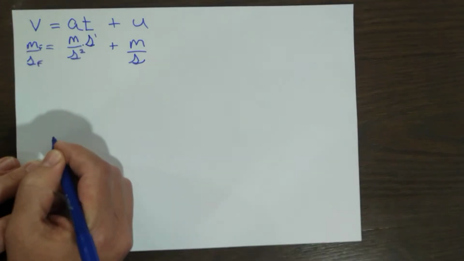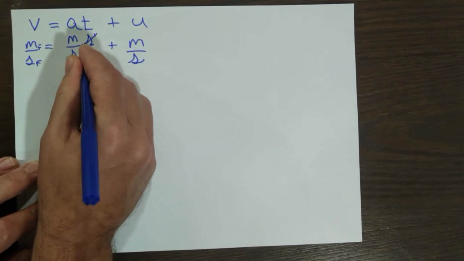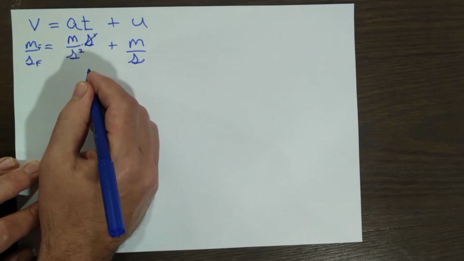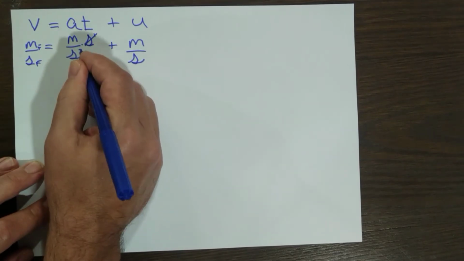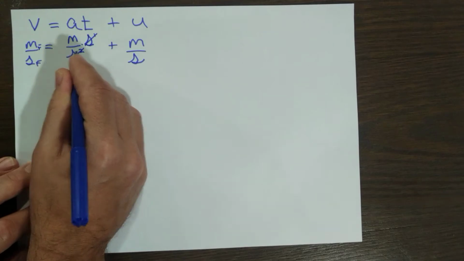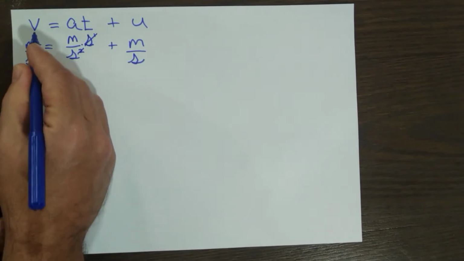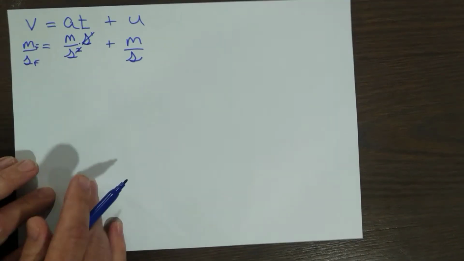Well, what happens to these S's? That's S to the first. It's going to cancel. And if we multiply acceleration and time, we wind up with velocity. So I got rid of one S there, I got rid of one S there. So they're all in the same units, so we can add them together to get the final velocity.